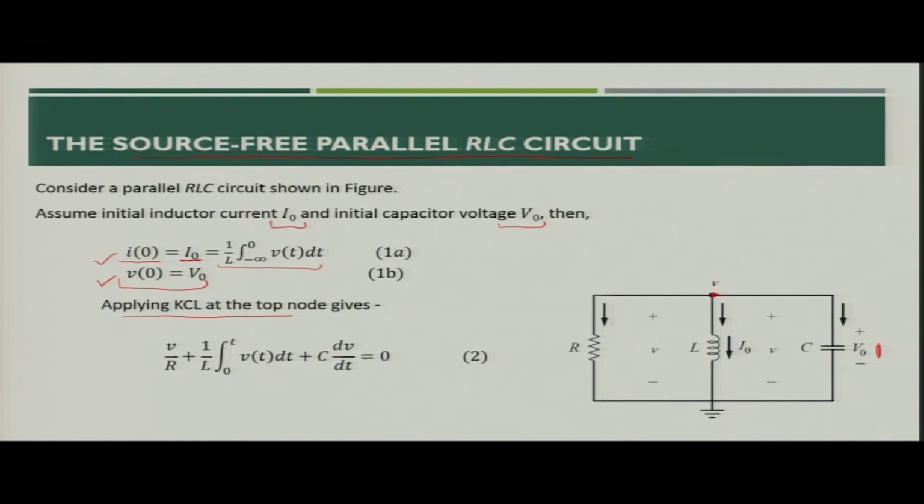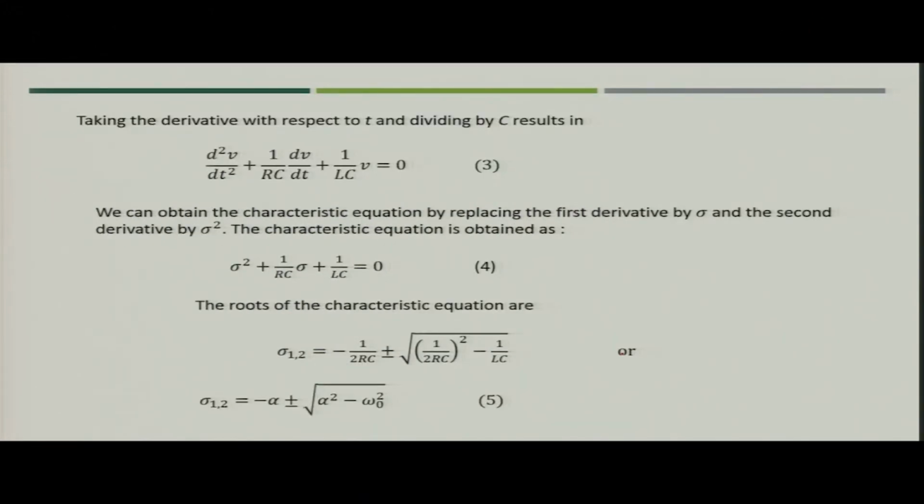So, you can write the current flowing through the resistor is V by R. Let us assume that the voltage at this node is V. So, the current flowing through the resistor would be V by R. Similarly, the current flowing through the inductor would be 1 by L integral from 0 to t of V(t) dt, and the current flowing through the capacitor will be C dV by dt. So, the summation of all those 3 elements would be 0 at that node.